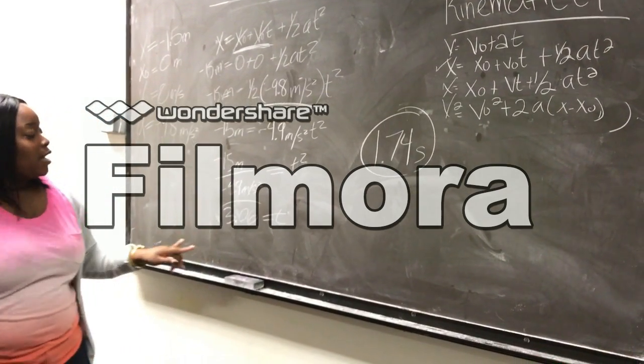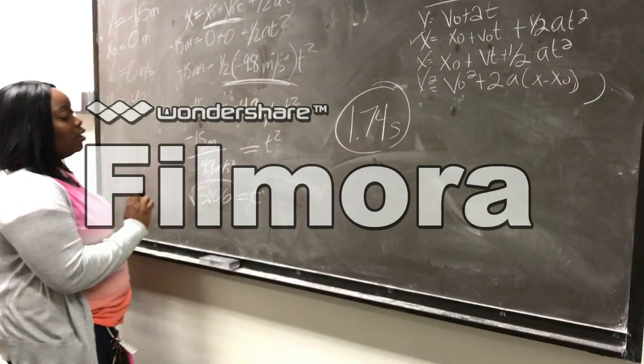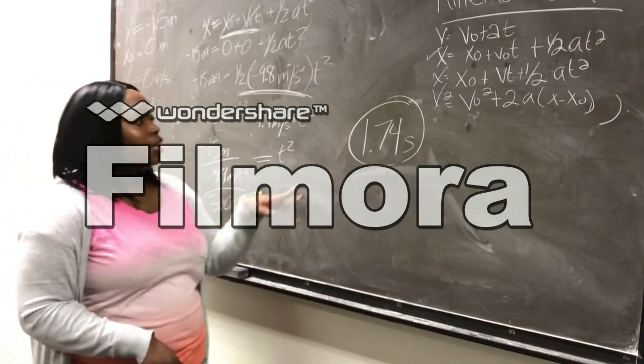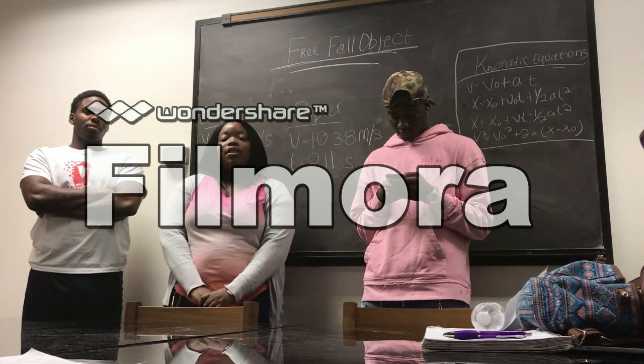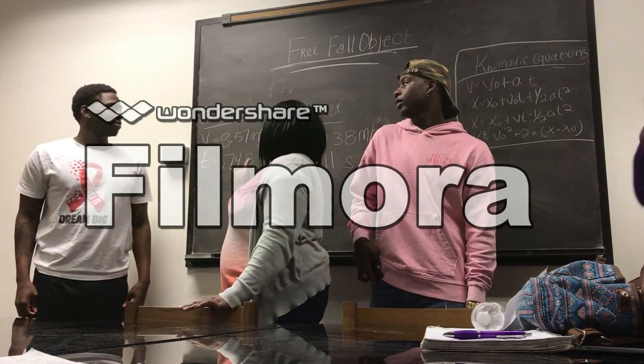In order to get t by itself, we're going to square root the answer we get here, the square root of 3.06, and this will help us get the seconds, 1.74.